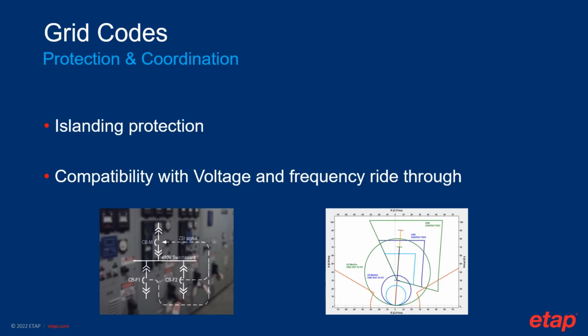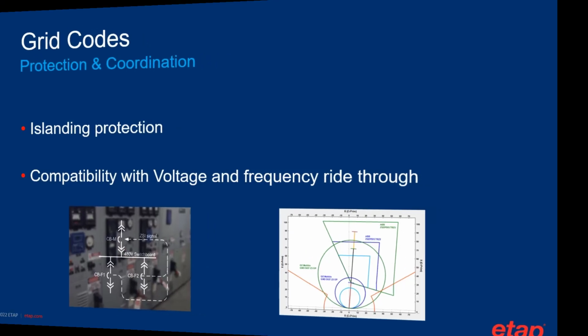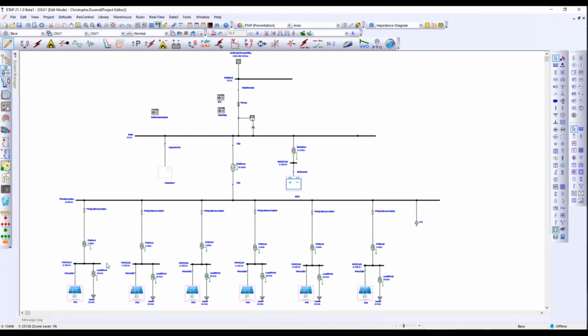The protection schemes and settings for internal electrical fault must not jeopardize fault ride-through performance. That's why the dynamic simulation, like voltage and frequency ride-through, must include all the protection functions to perform a global review. Okay, let's move to the software.